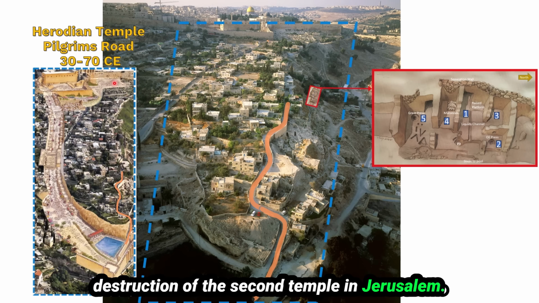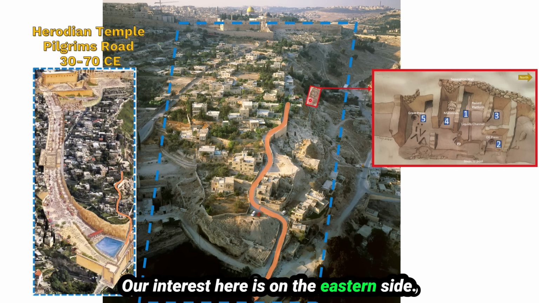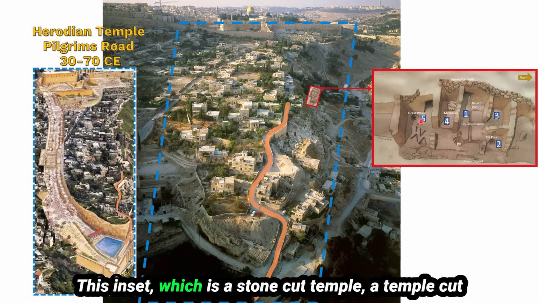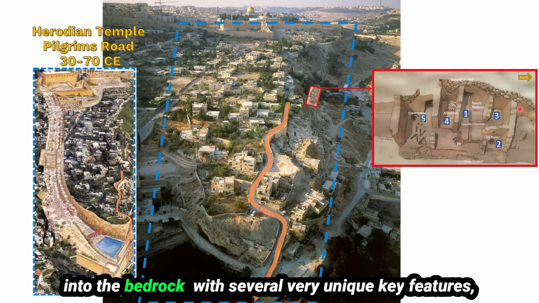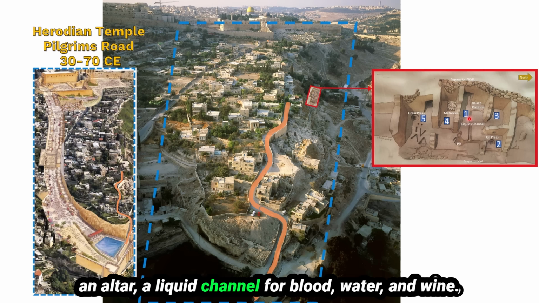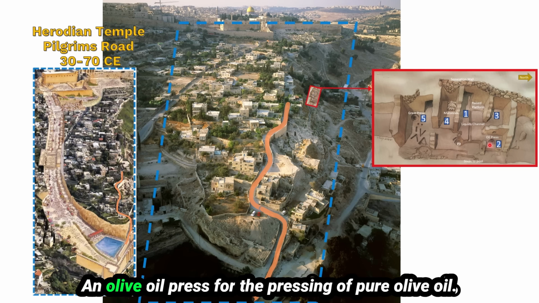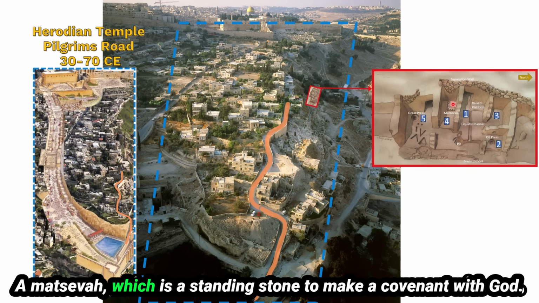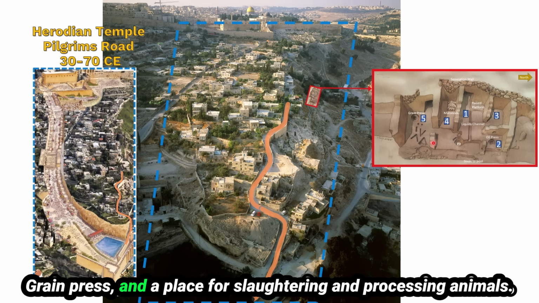Temple in Jerusalem. Our interest here is on the eastern side, this inset, which is a stone cut temple, a temple cut into the bedrock, with several very unique key features, including a raised platform for building and constructing an altar, a liquids channel for blood, water, and wine, an olive oil press for the pressing of pure olive oil, a matzeva, which is a standing stone to make a covenant with God, grain press, and a place for slaughtering and processing animals.